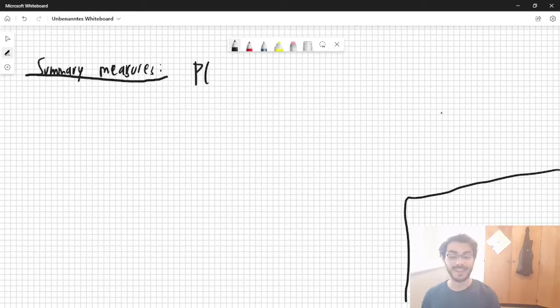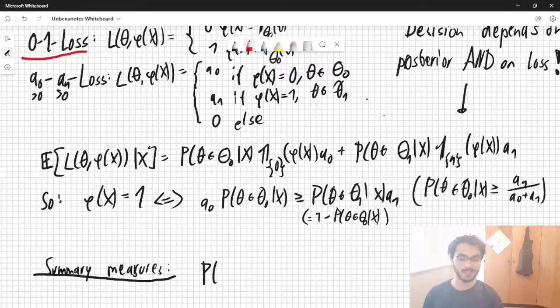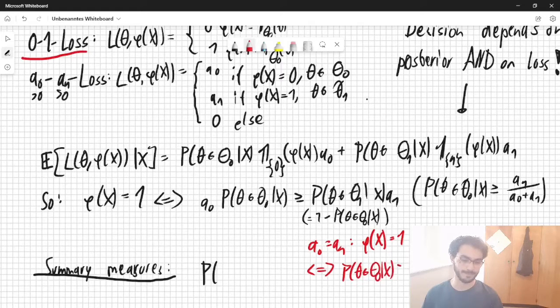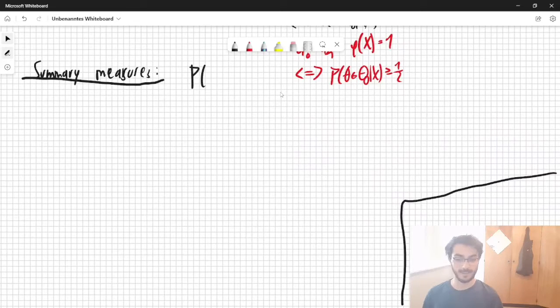Also, I should mention, I should go back. I didn't talk about this loss, but this is just the case that A0 is equal to A1. So we just care about the posterior probability. So phi of x is equal to 1 if and only if the posterior probability is larger or equal to 1/2. Which makes sense, right? We just look at the probabilities and that's all. So back to summary measures.